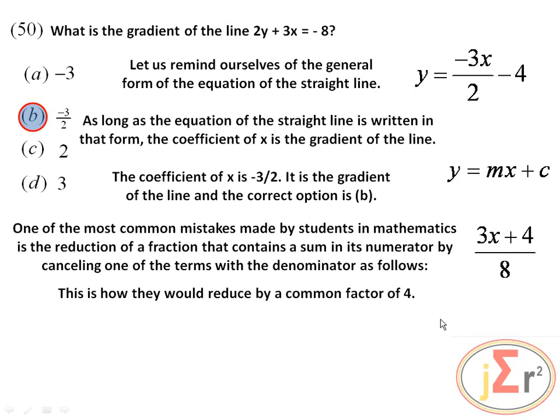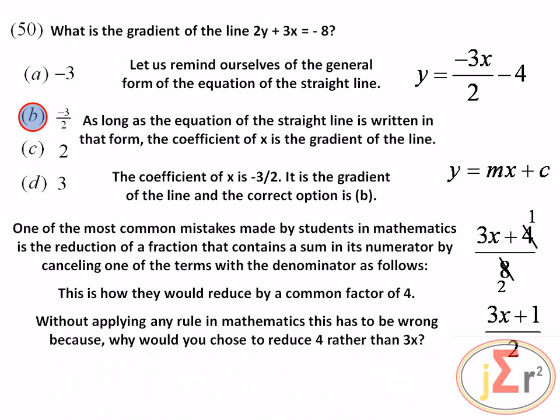this is how they would reduce by a common factor of 4. 4 into 4 is 1. 4 into 8 is 2. Therefore, we have the result 3x plus 1 over 2. Like what we have right there.